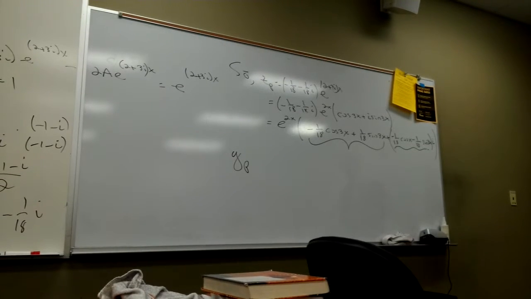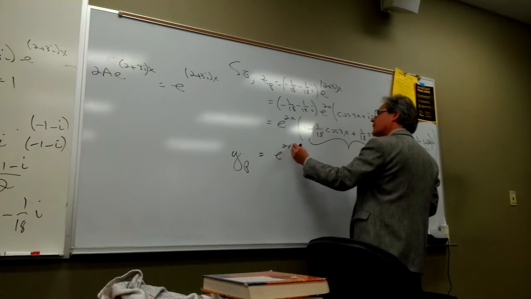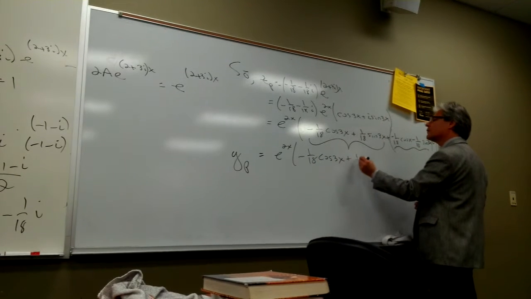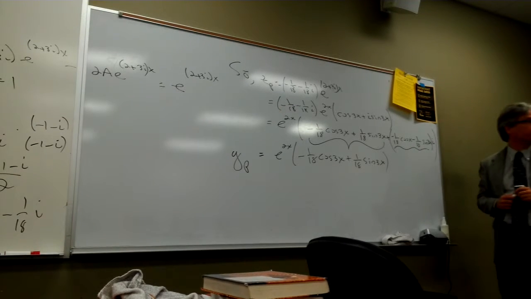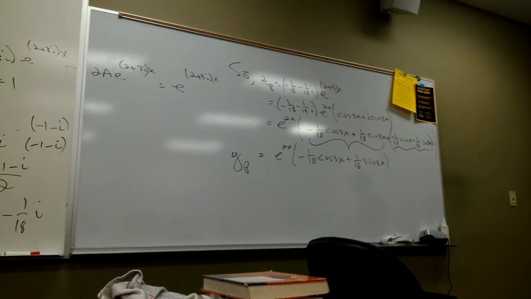So I think my particular solution is nothing more than e to the 2x times negative 1/18 times the cosine stuff, plus a positive 1/18 times sine of stuff. There's my particular solution. Now to write my final solution, I combine that with my complementary solution, and I'm in business. Chris? I'm so lost.